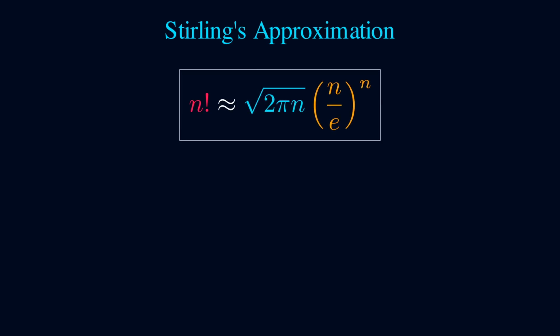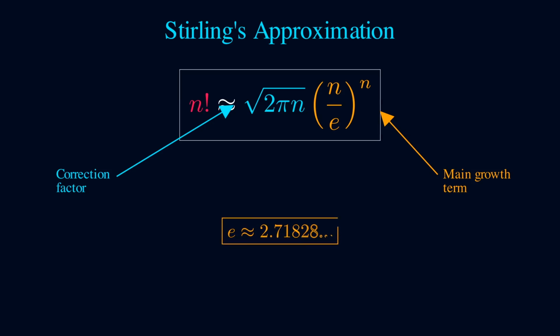Let's examine the components of Stirling's formula more closely. The square root of 2 pi n is called the correction factor. It fine-tunes our approximation. The main growth term is n over e, raised to the nth power. Here, e is Euler's number, approximately 2.718. As n approaches infinity, this approximation becomes essentially exact.